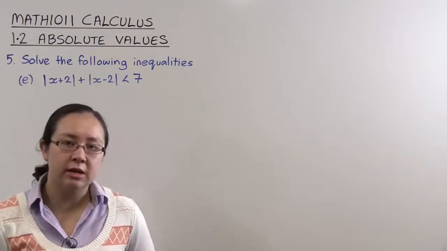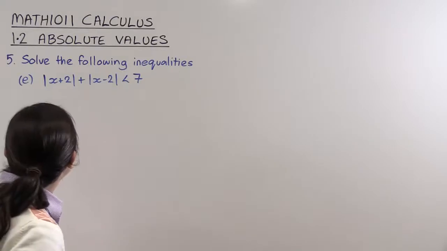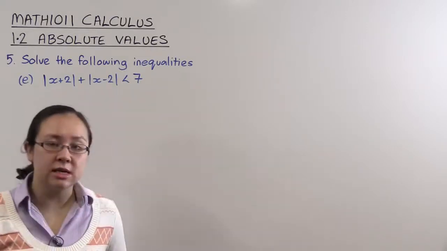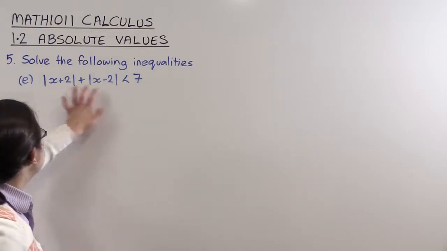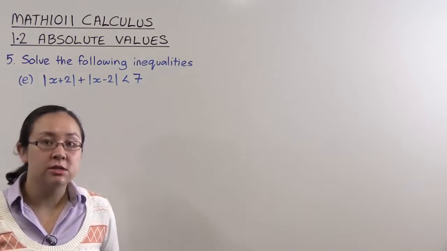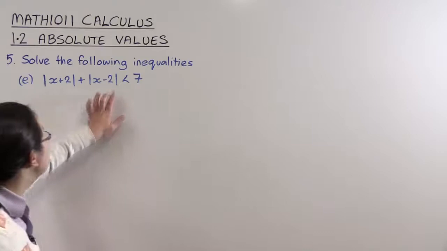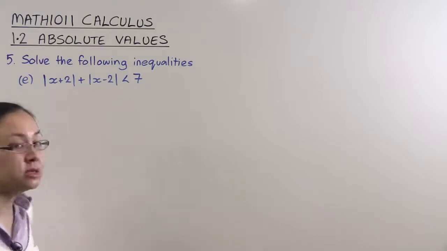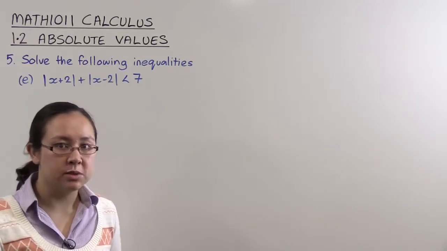5e is a more complicated looking absolute value inequality again. So again, we're going to draw a diagram so we can see exactly what's going on. But because we've got two absolute value functions added here, we've got to be really careful about the equations of the pieces of our absolute value graph. Because this equation changes at 2, this equation changes at minus 2, and so we're going to have 3 different equations for this piecewise graph.